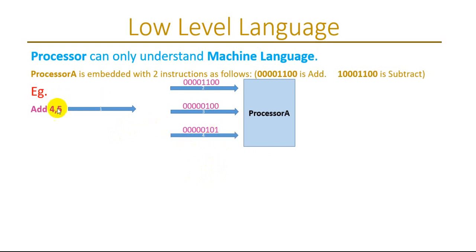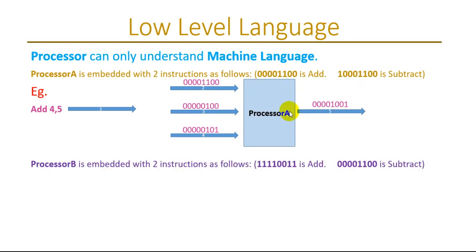So if you want to do this in this processor, this is what you give. This is machine language, zeros and ones. The processor will take that and add 4 and 5, process that, and 4 plus 5 is 9. So it returns 9, 1, 0, 0, 1. The leading zeros are there again to fill the 1 byte. So this is an example of how processor A will work with this instruction.